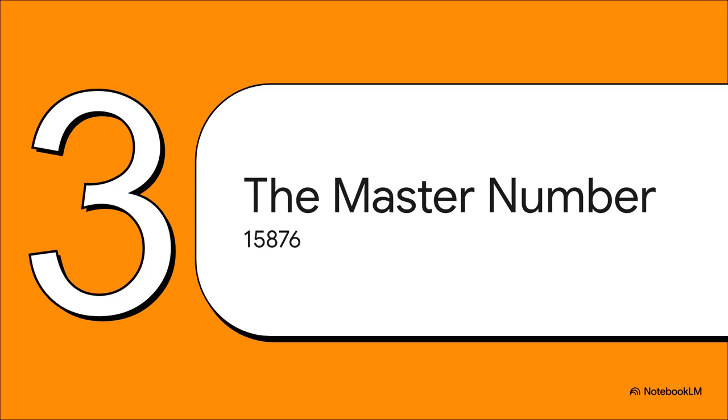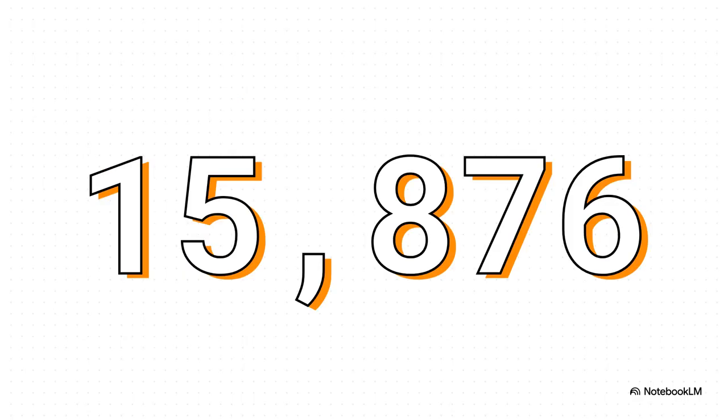And it's all centered around what some researchers call a master number. And that number is 15,876. Now, I know, at first glance, it just looks like a random string of digits. But according to the theory, this number is a cornerstone. It's the thing that connects a whole bunch of different mathematical threads running through the text.